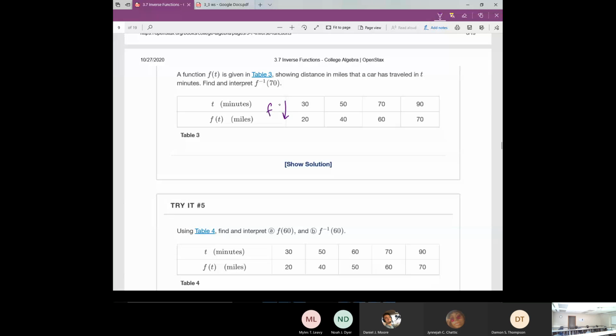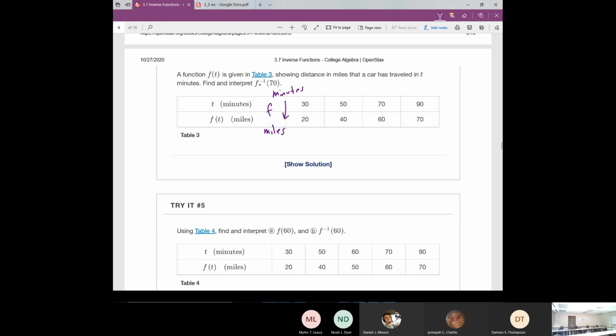So my function f happens to give me miles. When you give me minutes, I'll give you miles. I get miles as my output. What does inverse f mean? Well, let's see here. So many minutes, I know I can travel this many miles. So given minutes, I will determine or calculate miles.